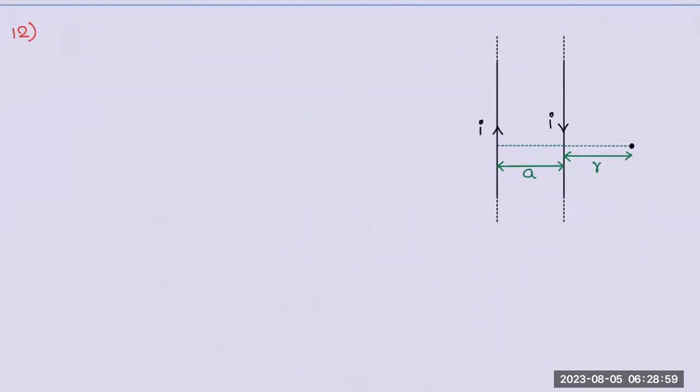12th one, observe. B, I'm going to solve. This is carrying current 2I, and the other one is carrying current I, right? 2I and I. Directions are exactly given. If the magnetic field at this point P is 0, calculate the value of R.